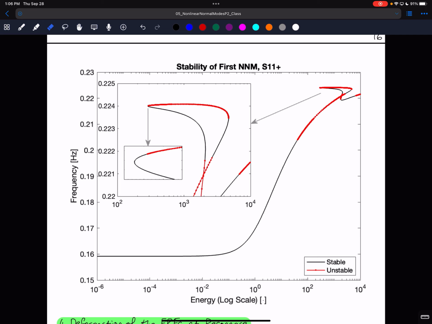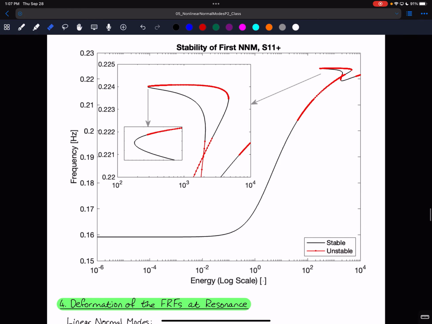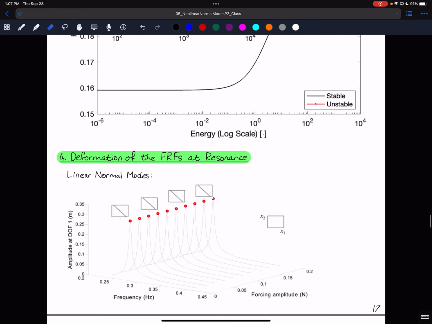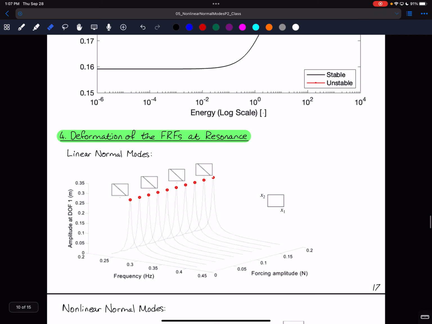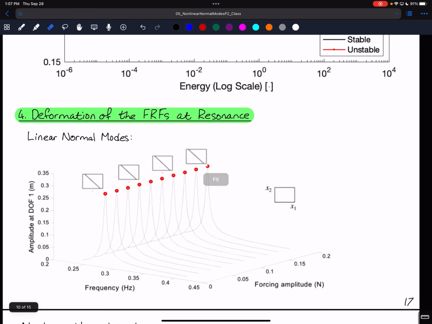So again, these are the backbones for the motion. And like we saw with the method of multiple scales, where the frequency response function wraps around the backbone branch, the same thing can happen here as well. Okay. All right, so the fourth property is just the deformation of these frequency response functions at resonance. This is just a plot shown here. It's very hard to see that, but it should be easier on the video at least.